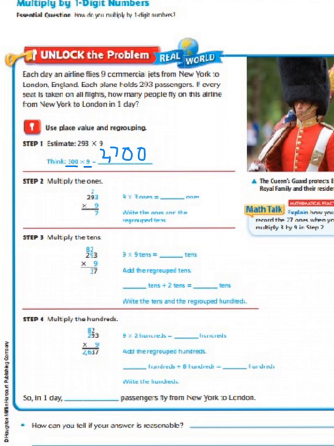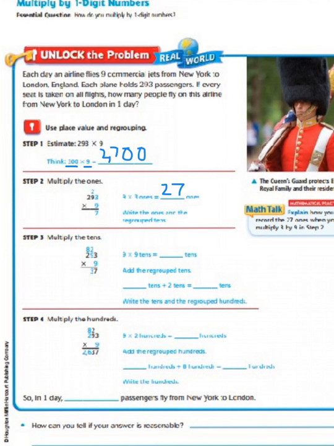Step 2 is to multiply the ones. So we know that 3 times 9 equals 27, so we put our 7 in the ones place and carry our 2 to the tens place. The next step is 9 times 3 ones equals 27 ones. So we're going to write the ones and regroup the tens.